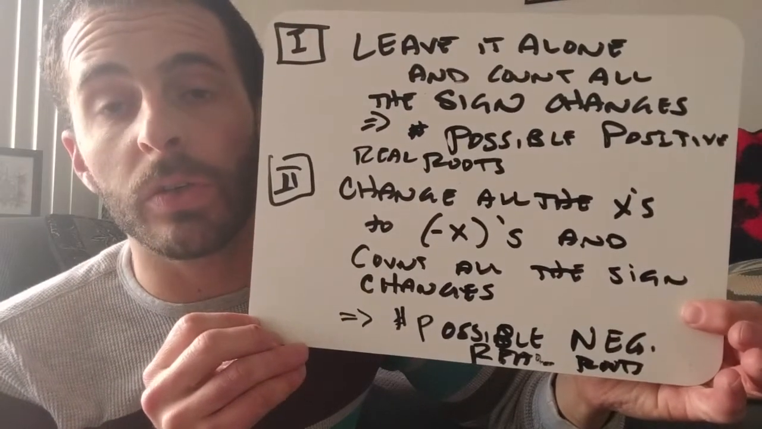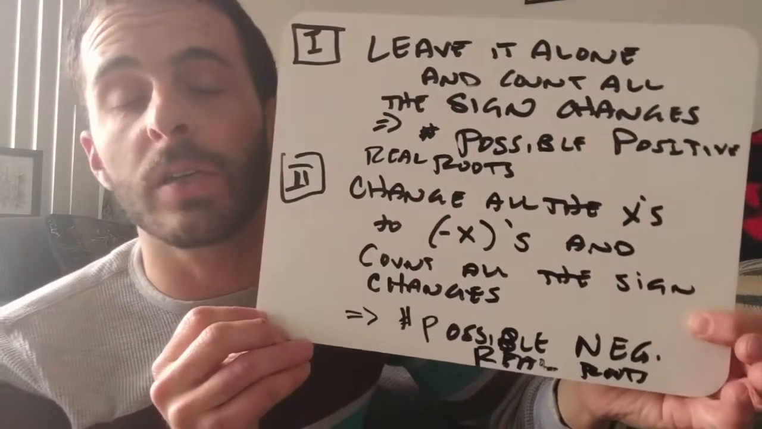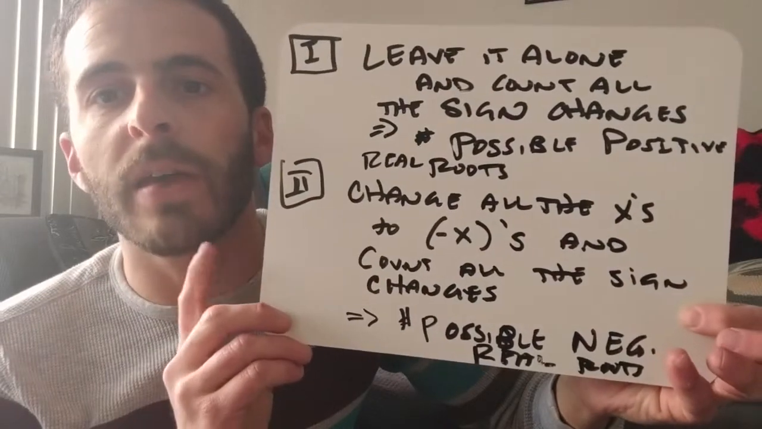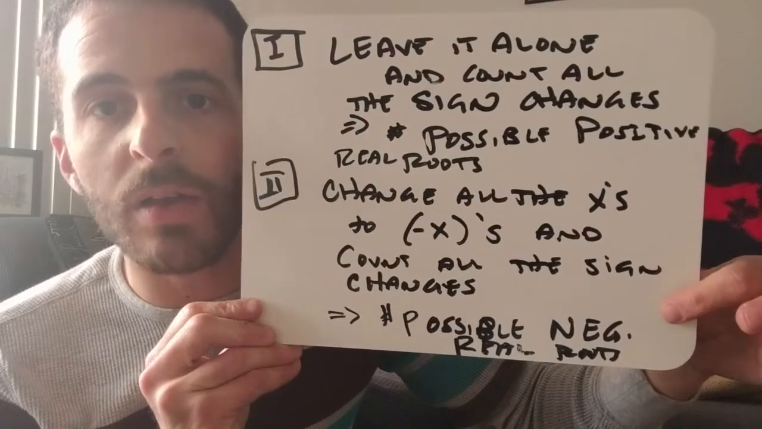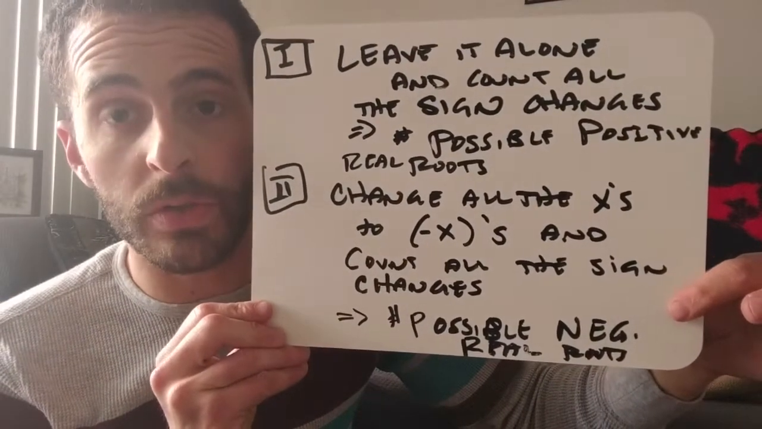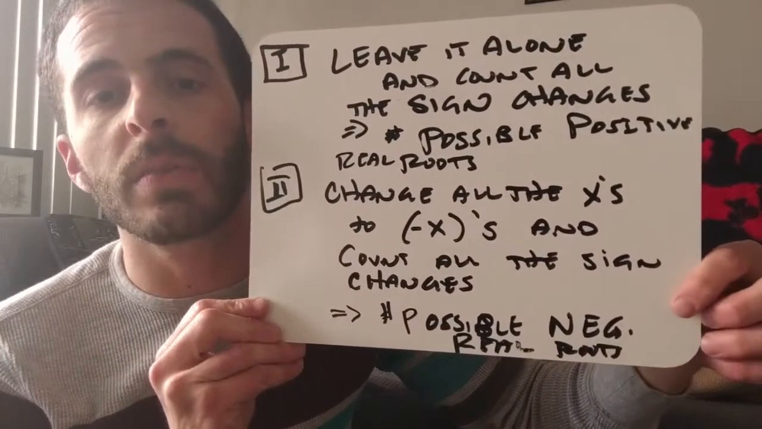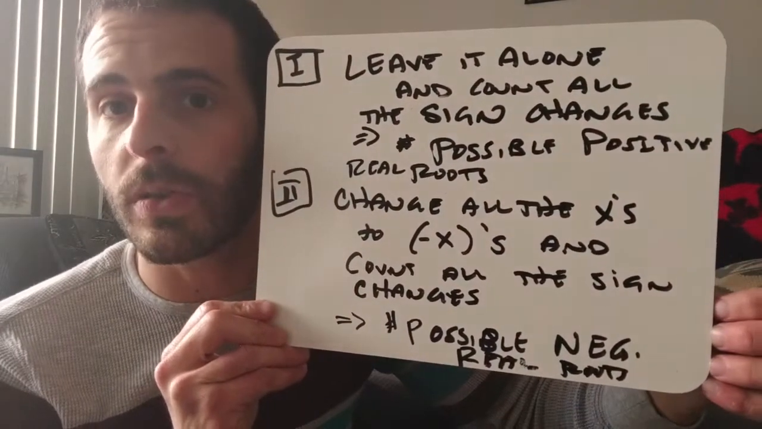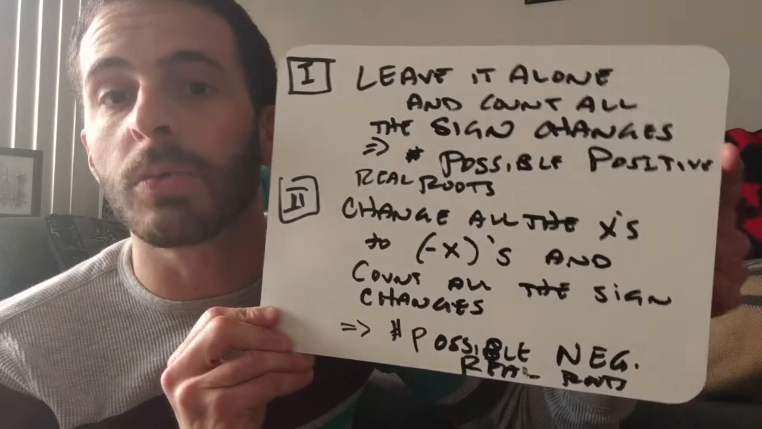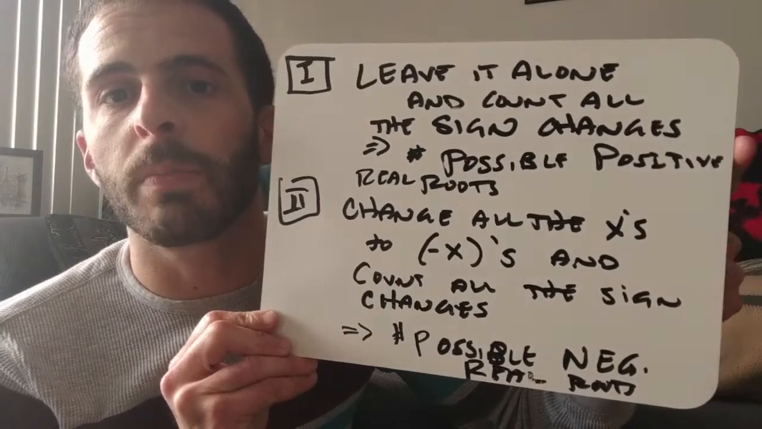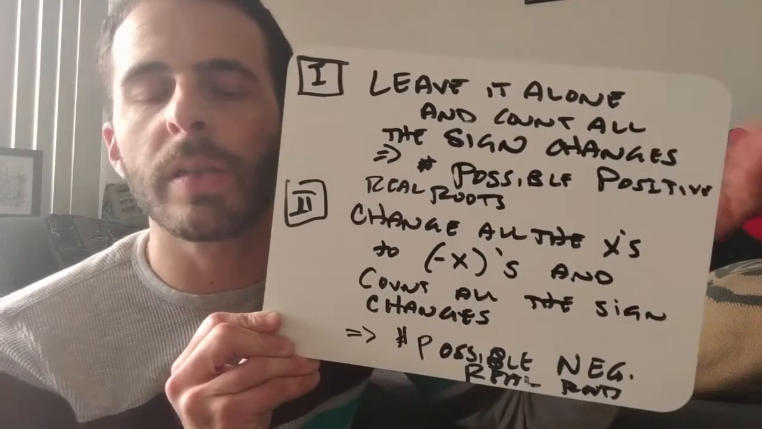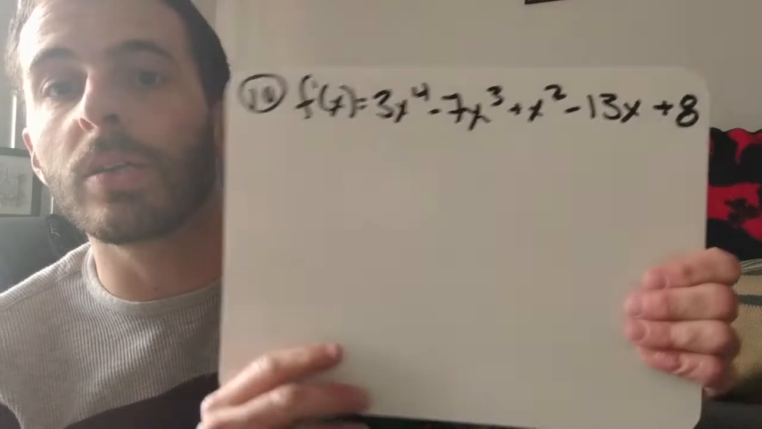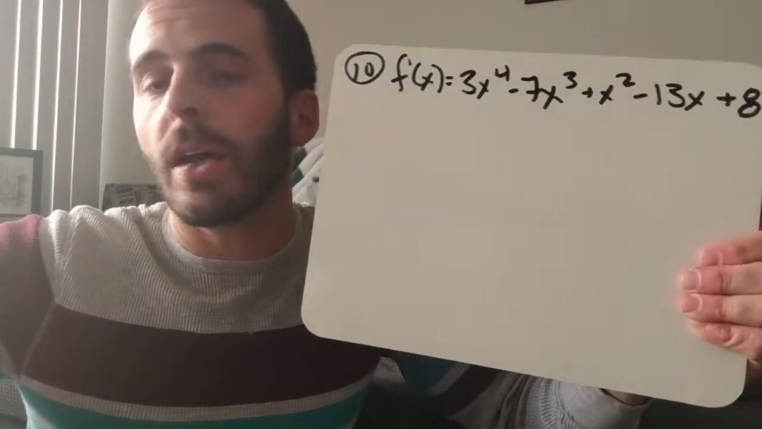There's one more thing you have to do, which is take away 2 from everything until you get to 1 or 0. We'll talk about that. And then finally, whatever you get here, take that away from the total number of roots you can get from the degree of the function, and that's going to be how many possible imaginary roots you can have. So this is how you get how many possible positive real roots, negative real roots, and then take that away from the total number, and that's how many imaginary ones you have. So for number 10, step 1 is to leave it alone and count all the sign changes.